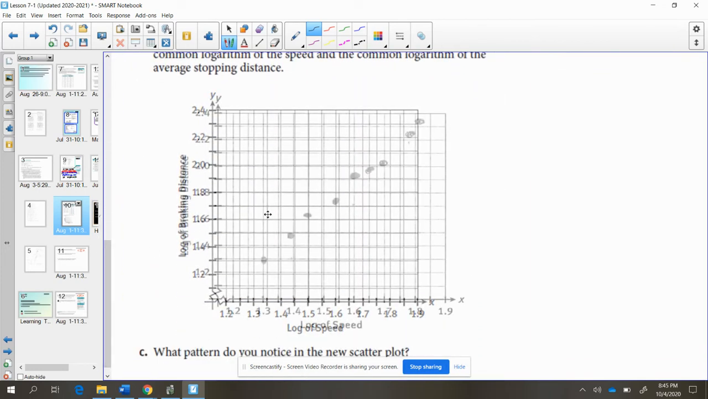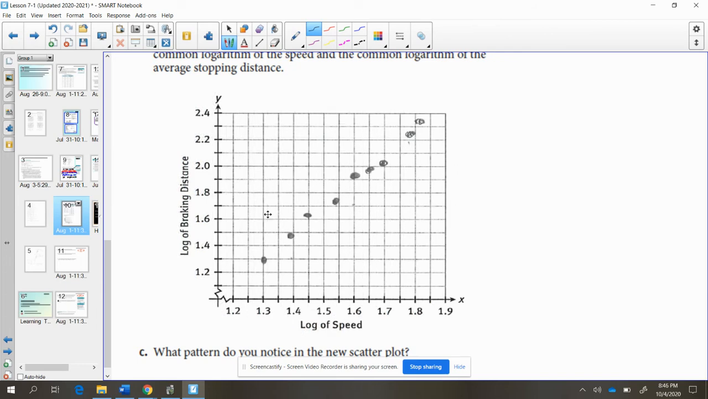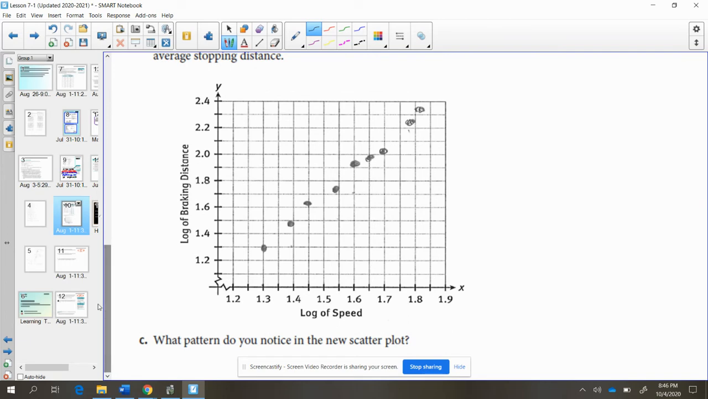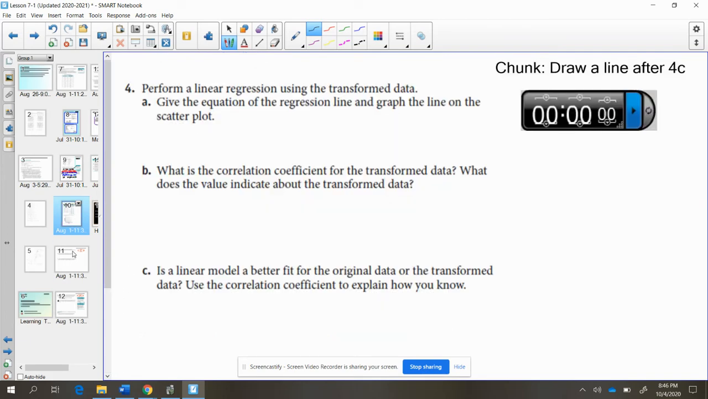Now, what you should see when you look at your graph is that it looks to be a little bit more linear. They appear to lie on or very close to this line here. And what you hopefully also noticed from all of this is if you perform another linear regression, this one's going to be a little bit stronger correlation coefficient. So take a moment to write the equation and look at the correlation coefficient.